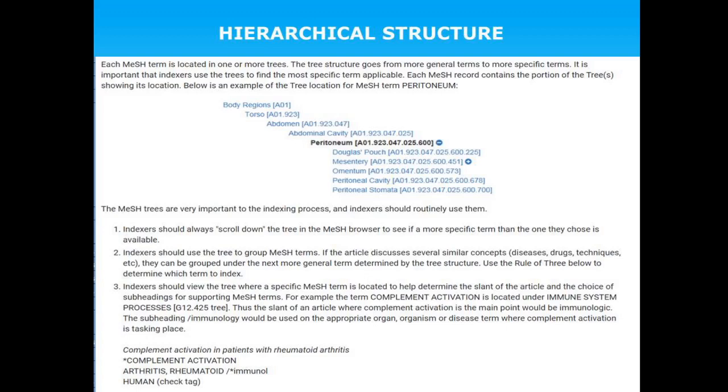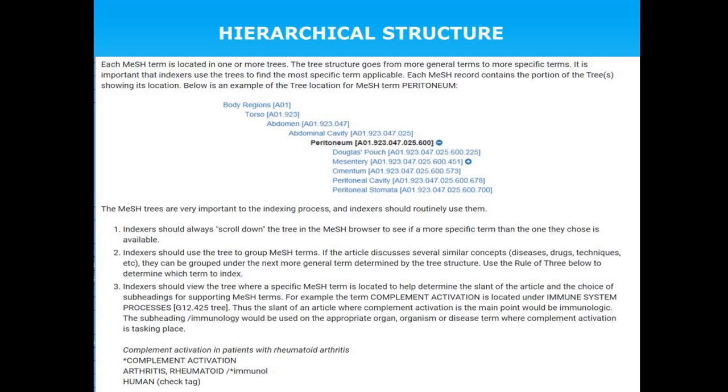So the MeSH trees are very important to the indexing process and indexers should routinely use them. Indexers should always scroll down the tree in the MeSH browser to see if a more specific term than the one they chose is available. Once you have identified a term, you have to check it against the existing MeSH subject headings to see whether there are more specific ones than the term you have selected. If a MeSH term is more specific, you have to use that MeSH term only.